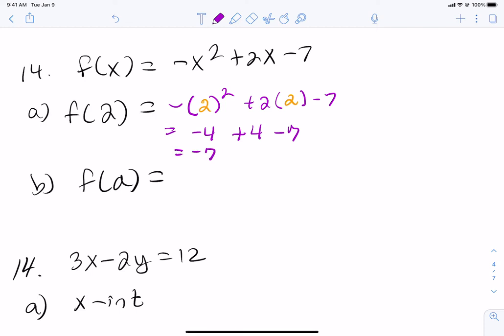Now, for 14b, we're just swapping out x's for a's. There is no difference. So just take out the x's and replace it with an a. Now, if it was more complicated than a, like a plus 1 or a minus 1 or a plus h or something like that, I would actually physically use that parenthesis rule. But since it's just a variable, it's just going to take out one variable and replace it with another. And you can't do anything else. It is what it is.